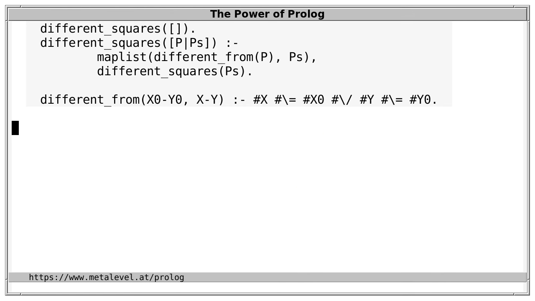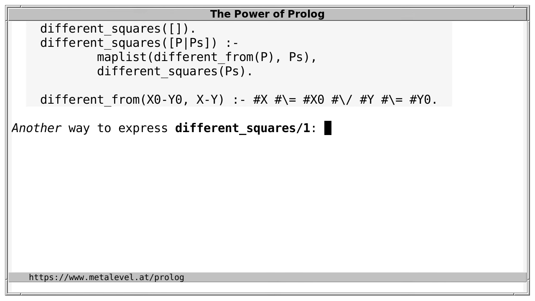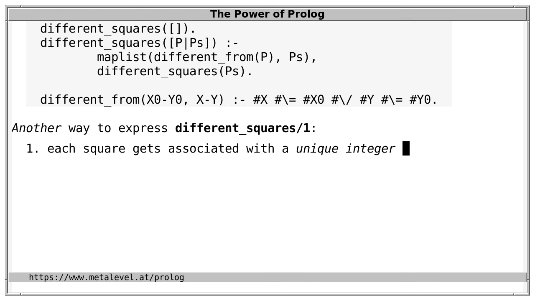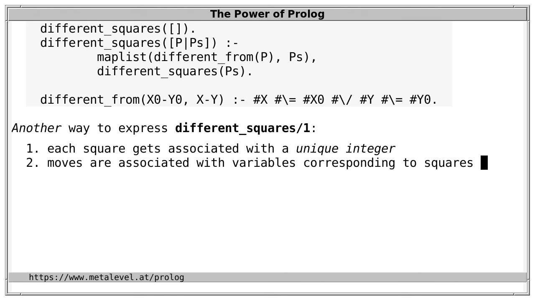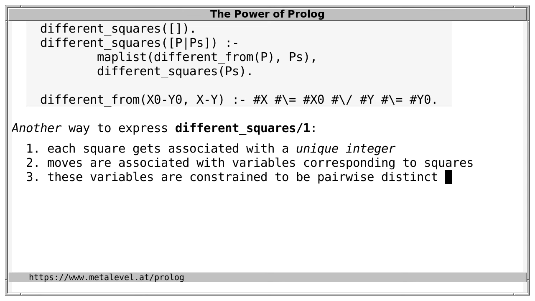Now let's think about it. How else can we express this relation, different squares? Well, one way to get rid of the disjunction is to say we associate each square with a unique integer. And so each move corresponds to an integer denoting a square. And for such variables, we don't need a disjunction. We can simply say directly that they are pairwise distinct.